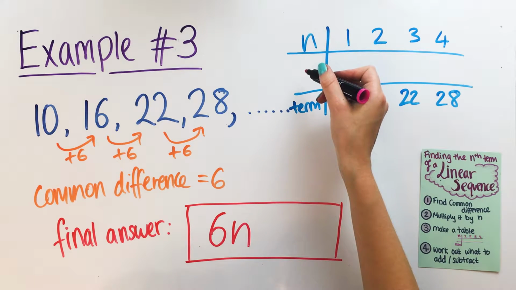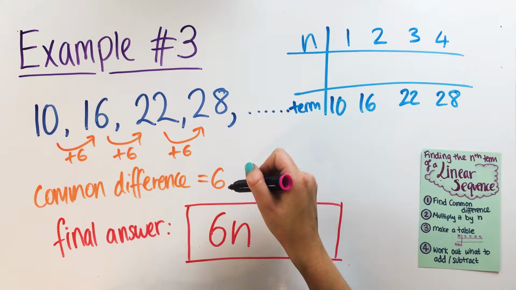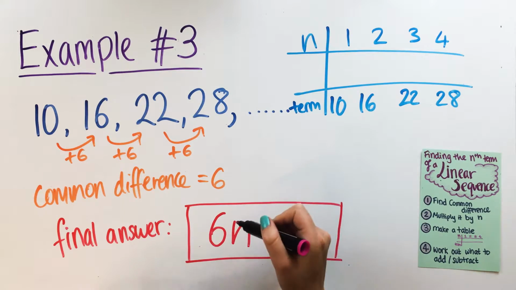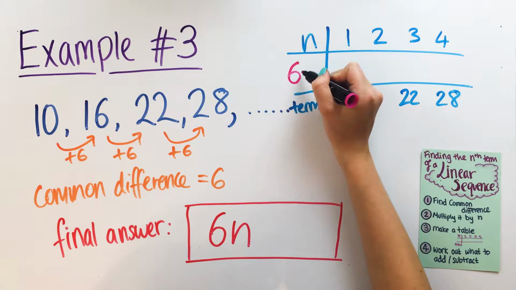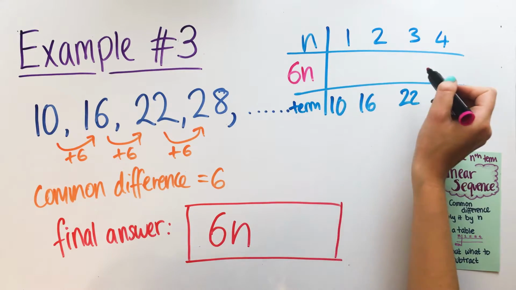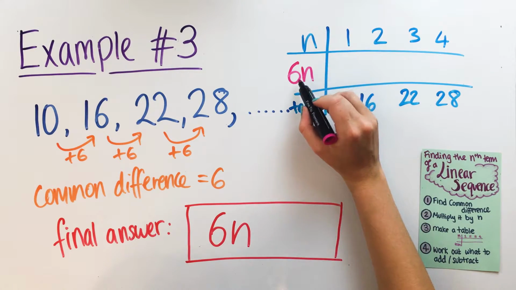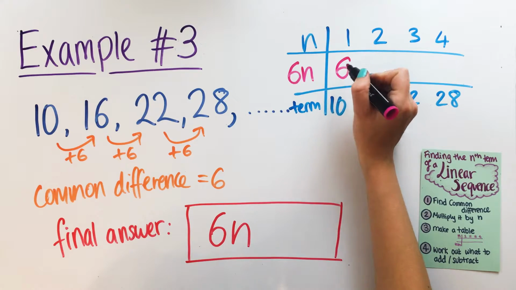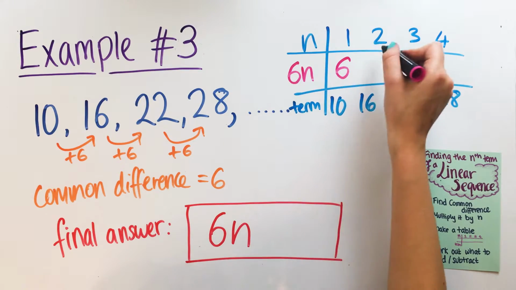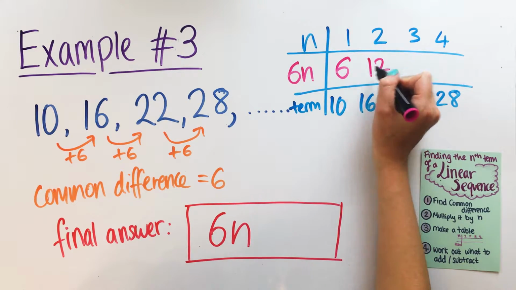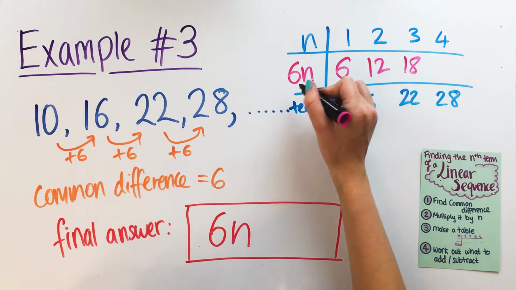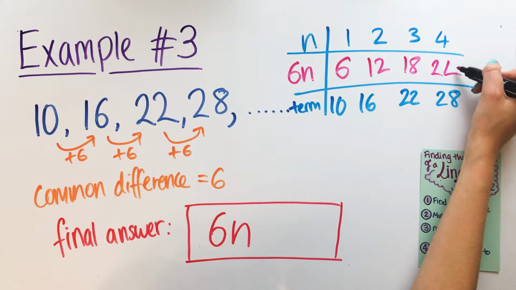In the middle row, we write our common difference multiplied by n, so what we already have as part of our final answer. So we write 6n here, and then we fill in this row by working out 6n. So we do 6 times 1 is 6, 6 times 2, because here n is 2, so that's going to be 12, 6 times 3 is 18, 6 times 4 is 24.